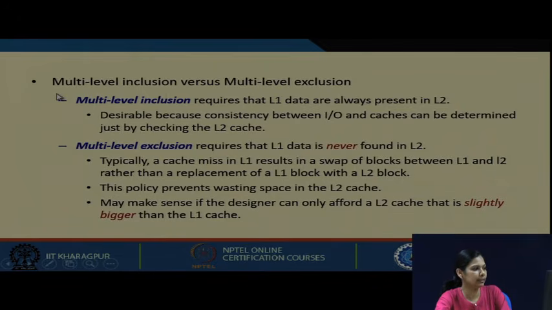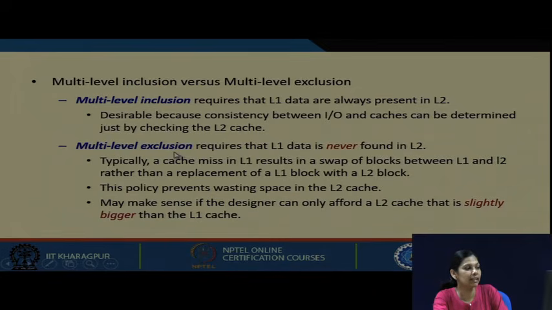Let us see another thing, multi-level inclusion versus multi-level exclusion. Multi-level inclusion requires that L1 data are always present in the L2 cache. Inclusion means it is included. So, in L1 we have certain data and L2 cache is the next level cache, where we are saying that whatever data is present in L1 is also there in L2. That is called multi-level inclusion. This is desirable because consistency between I/O and caches can be determined just by checking the L2 cache. So, the I/O can just check the L2 cache and find out the data.